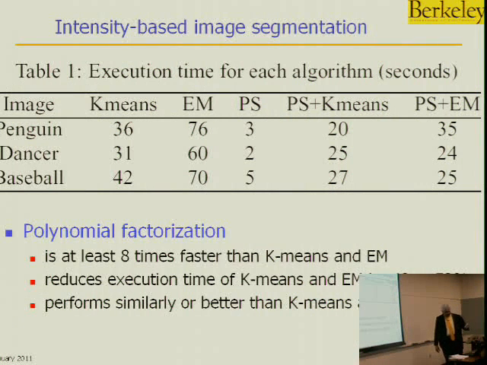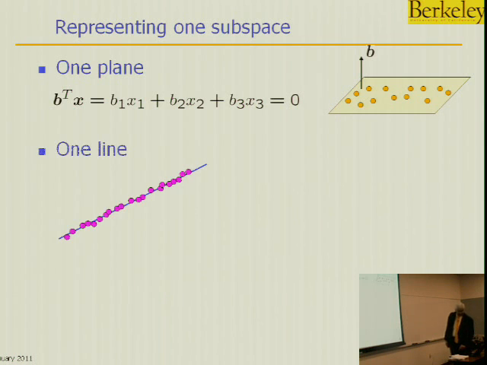In this thing we call this polynomial factorization, because we converted it to a 1D problem. It really is a considerable speed up over execution times. PS stands for the polynomial factorization, and if you use that as the initial guess for doing k-means, then k-means actually sharpens up the images, and that's why we started paying attention to this.